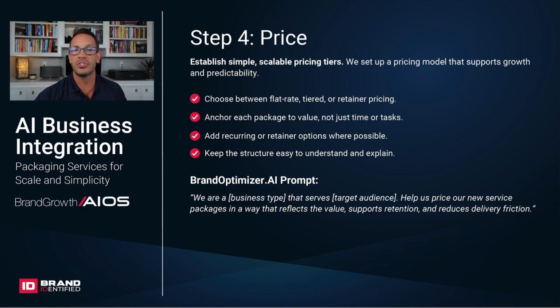Step number 4 is to price. So establish simple, scalable pricing tiers. We set up a pricing model that supports growth and predictability. So choose between flat rate, tiered offers, or retainer pricing. Anchor each package to value, not just time or tasks. Add recurring or retainer options where possible, and keep the structure easy to understand and easy to explain. And then I've given you another BrandOptimizer.ai prompt to use for step number 4.